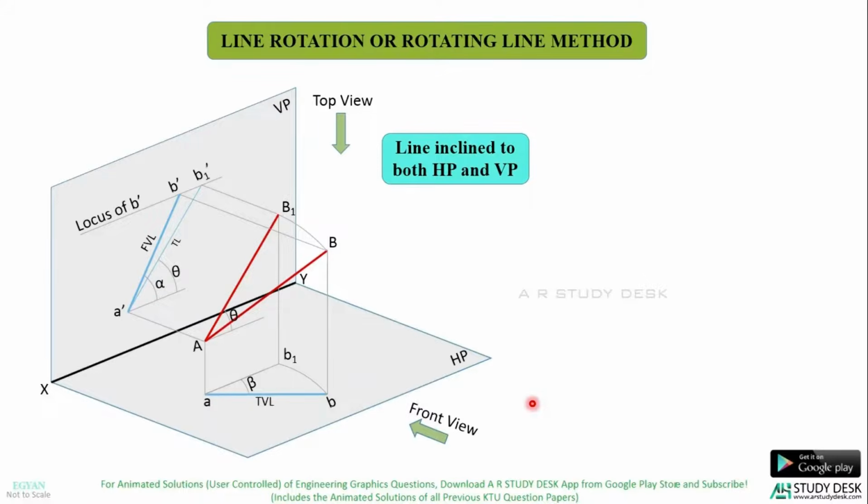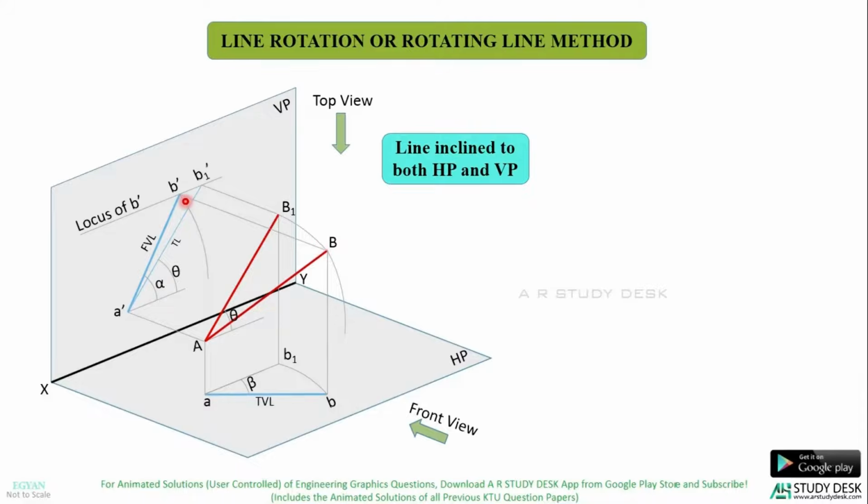Now, in order to get phi, what should I do? Phi is the true angle made by the line with VP. So what you should do is rotate the line and make it parallel to HP so that you can see the true length in the top view and the true angle in the top view. So what I'm going to do is rotate this line AB about A and make it parallel to HP like this.